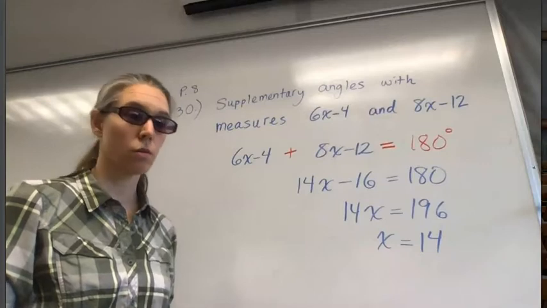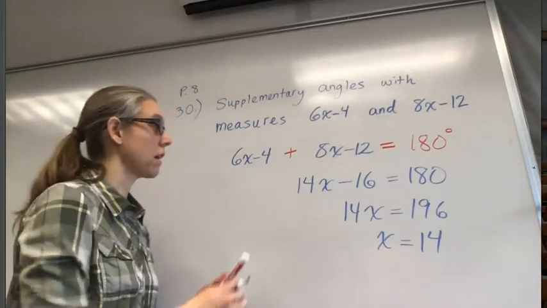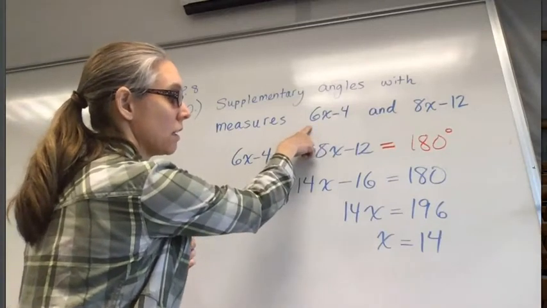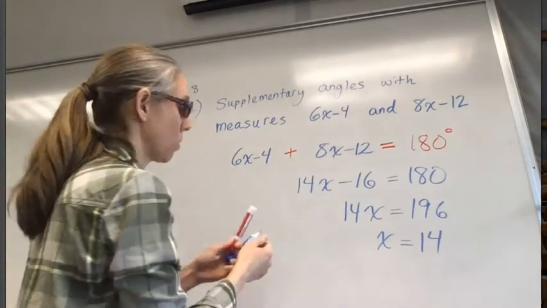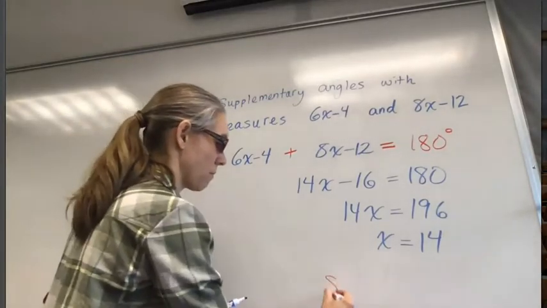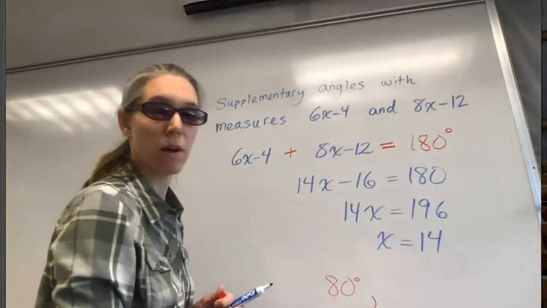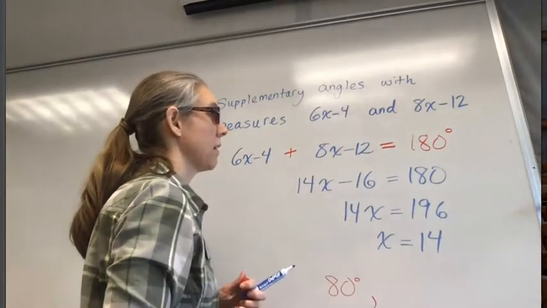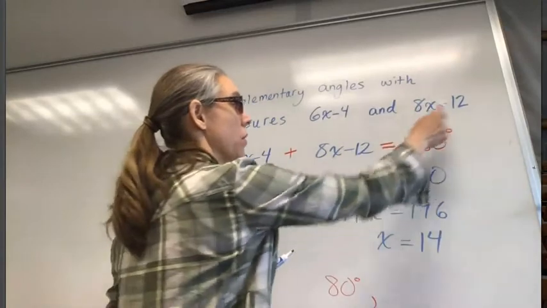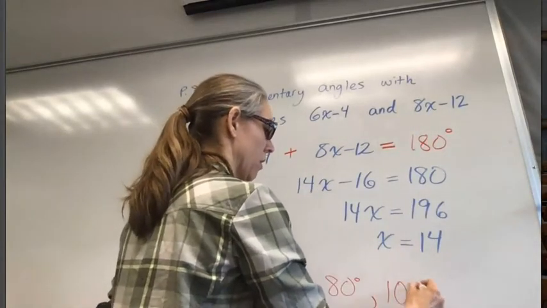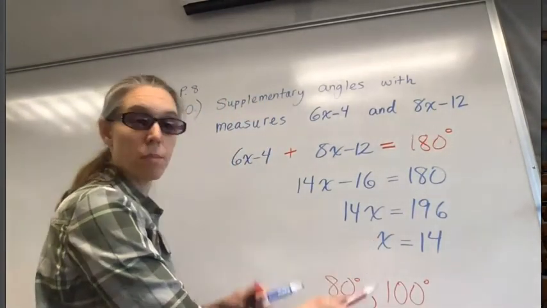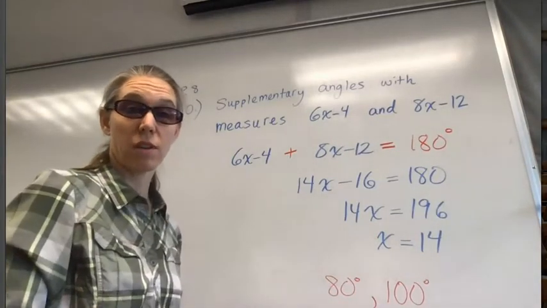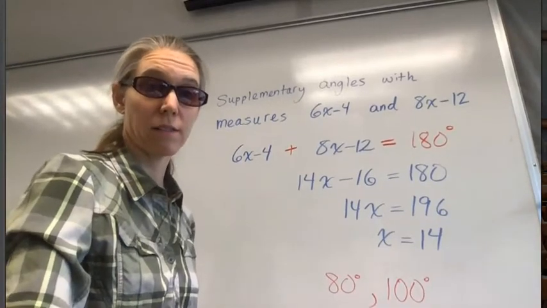X is equal to 14. So that means that the original angles, 6 times 14 is 84. 84 minus 4 is 80 degrees. And the other one better be 100, right? So 14 times 8 is 112. 112 minus 12 is 100. So by finding both of them, then when we add the two together, they add up to 180 degrees, so then we know that we are correct.